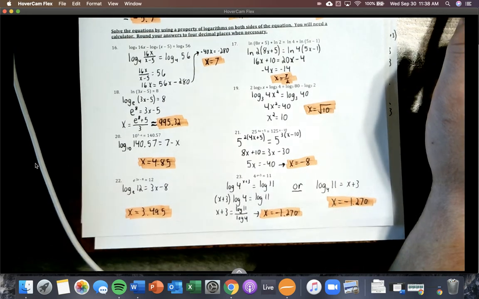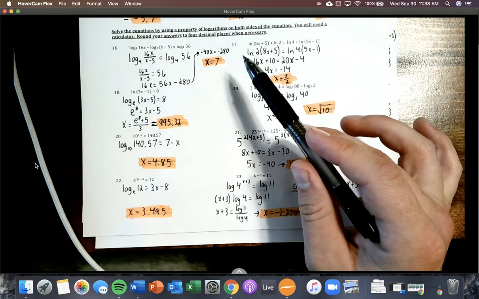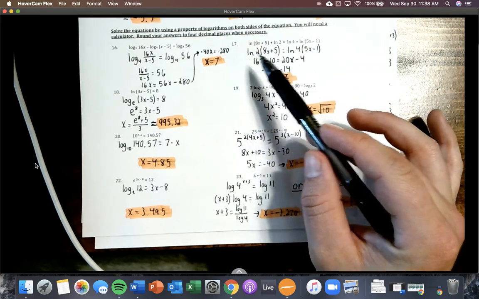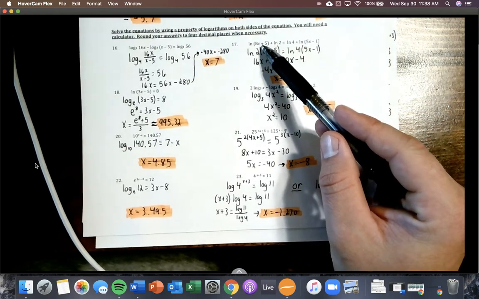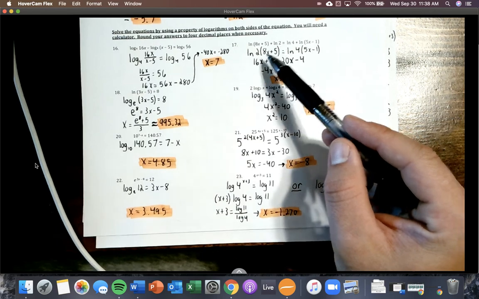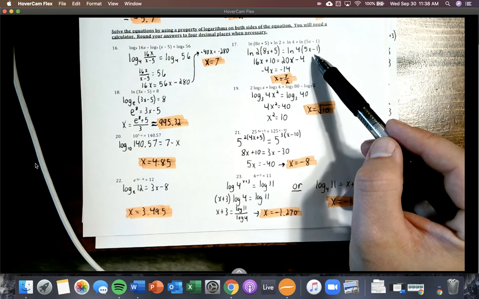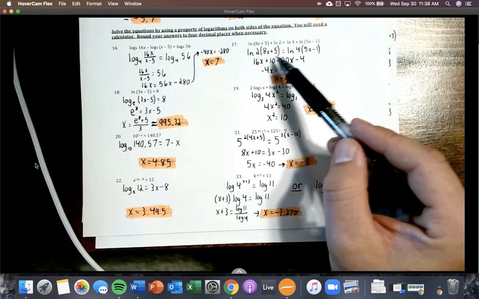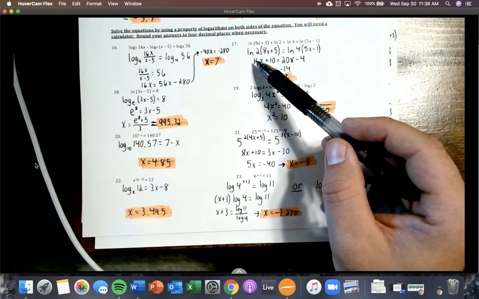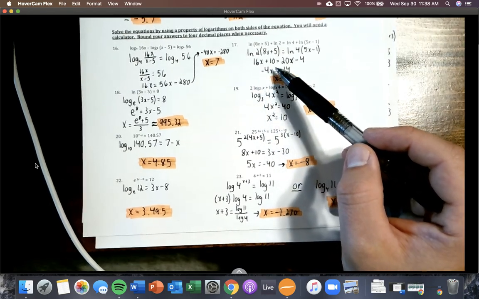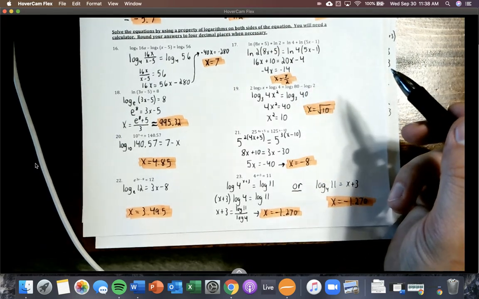Number 17 is pretty much the same strategy. We have a bunch of natural logs. If we condense them, we can drop the natural logs. So we just have this 8x plus 5 multiplied by 2, which is what we have here, and this 4 multiplied by 5x minus 1, which is what we have here. Since they both have natural log, we can drop the natural log. We can distribute, so this becomes 16x plus 10 equals 20x minus 4, and then we can just solve, and we end up getting x equals 7 over 2.